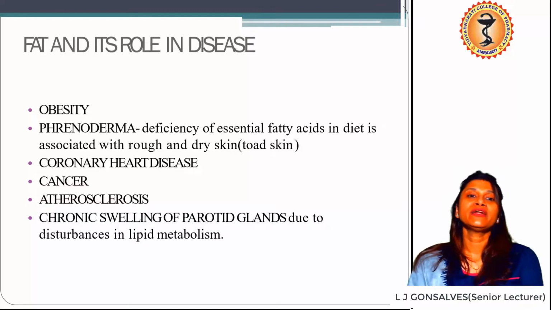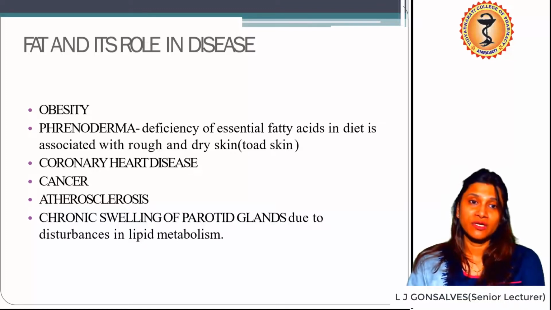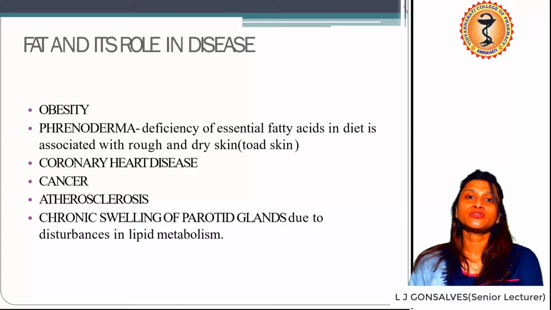All of you know, if we take excess of fatty foods, there will be obesity in our body. Obesity means fattiness. Why? Due to the excess fat intake in the food. Then the second disease which is caused due to fats or oils is phrenoderma. It is the deficiency of essential fatty acids in the diet and is associated with rough and dry skin. That is due to the deficiency of fats.